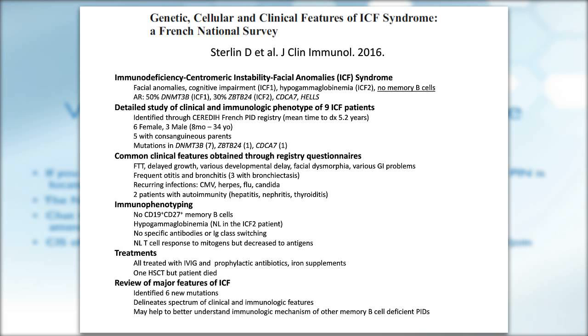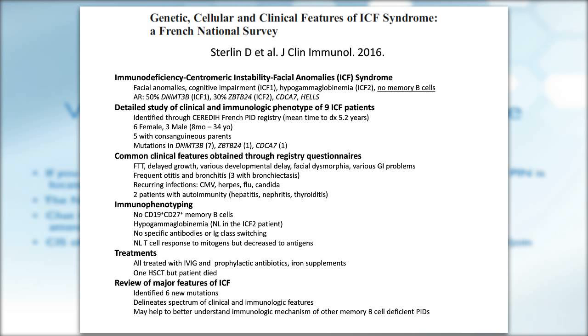But the common thing that's seen across the board in many of these patients is that they have no memory B cells. That's a very common finding. It's an autosomal recessive disorder. About 50% of the patients have a mutation in DNMT3B, and about 30% have mutations in the ZBTB24 gene. So this is basically a detailed study of the clinical and immunologic phenotype of ICF patients.